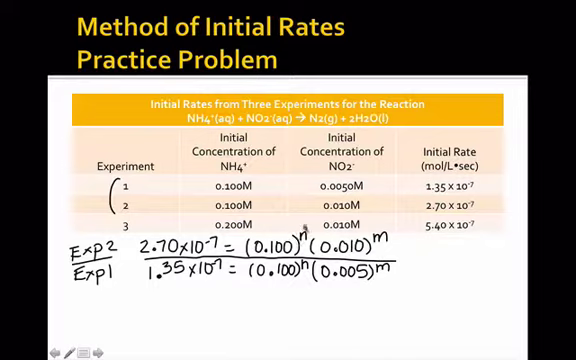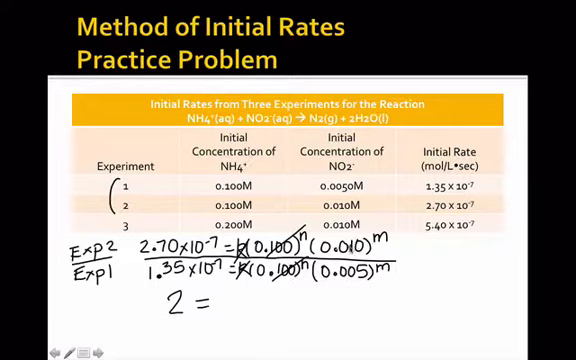So again, these that are identical, they're going to cancel. I forgot my K's, but they're going to cancel. So they're in there as well. And then when I do this math, 2.70 times 10 to the negative 7th divided by 1.35 times 10 to the negative 7th is 2.